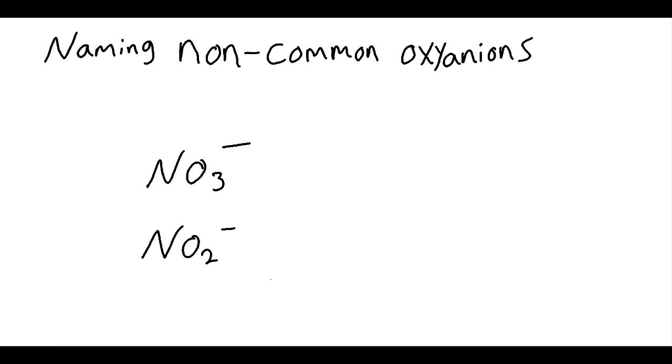Let's do nitrogen as another example. Nitrogen can only make 2 different oxyanions. The first step is to identify which one is your root, and that would be this one. So that one is going to be nitrate. And if we remove 1 oxygen from the root, then it becomes nitrite.